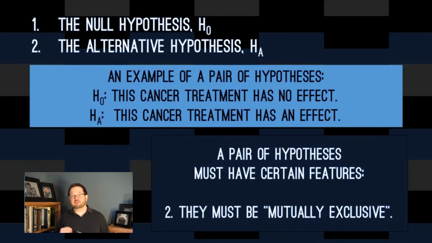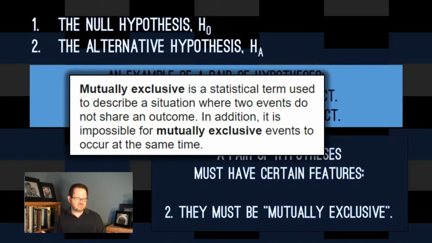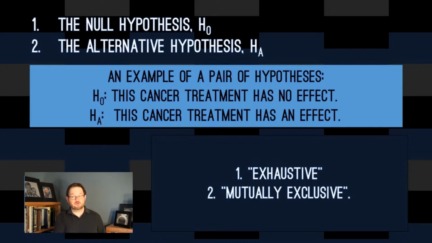Another property that our pair of hypotheses must have is that they must be mutually exclusive. Now, mutually exclusive is another term that people tend to use kind of casually in conversation, but so that we have a dictionary definition here: mutually exclusive is a statistical term that is used to describe a situation in which two events do not share an outcome. They cannot be occurring at the same time. So I have two hypotheses. One, the cancer treatment has no effect. Two, the cancer treatment has an effect. Well, they are exhaustive. They include all the possibilities. On the other hand, they're also mutually exclusive. If the first hypothesis is true, the second one must be false. If the second one is true, the first one must be false.